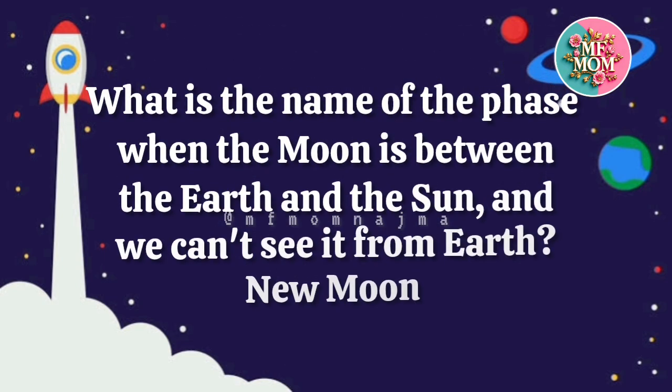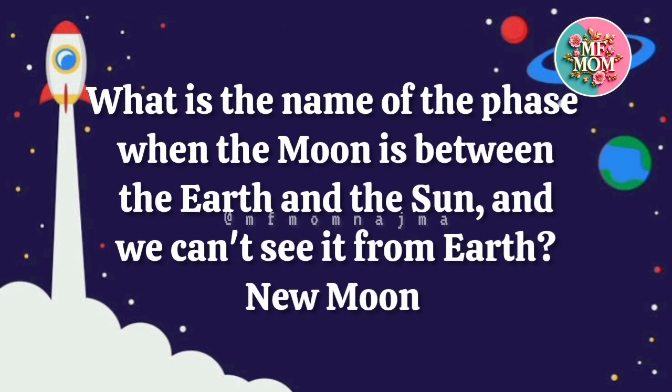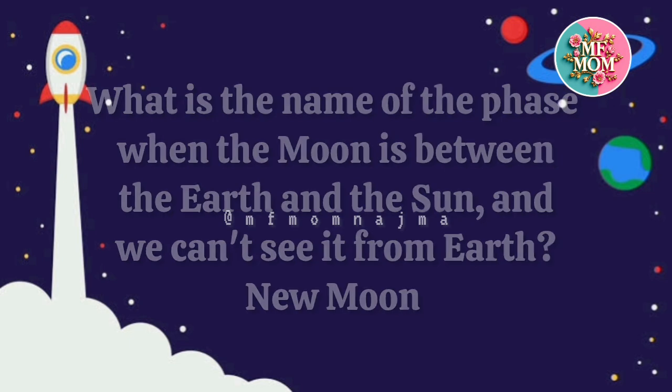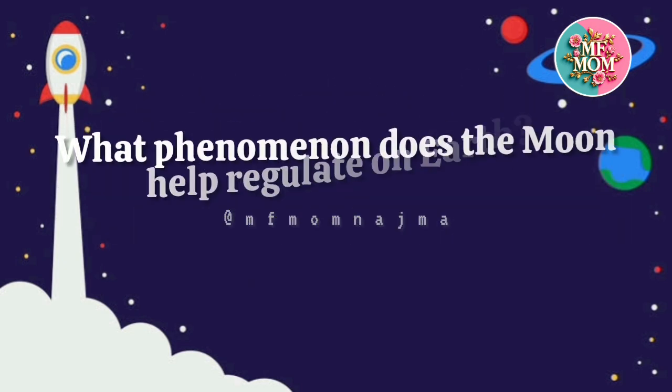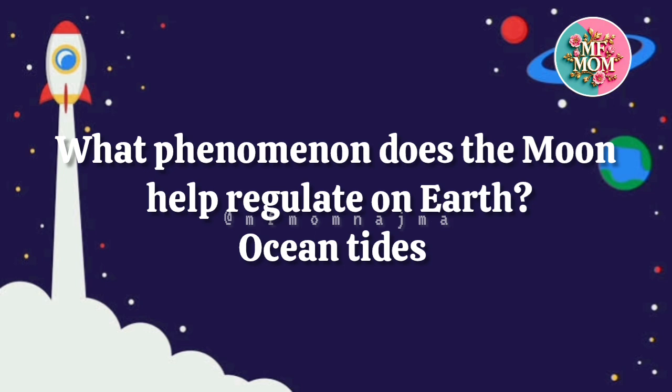What is the name of the phase when the moon is between the earth and the sun and we can't see it from earth? New moon. What is the name of the phase when the entire face of the moon is illuminated and visible from earth? Full moon.